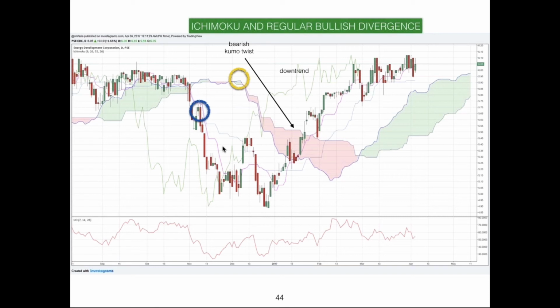Here's the first attempt. It tried to cross above the Tenkan and Kijun-sen line, but formed a double top at the Tenkan-sen line. So here was a double top in the candlestick. Now here was the second attempt. Traders may have been faked out by this move because price actually went above the Kijun-sen and stayed there for a few days.